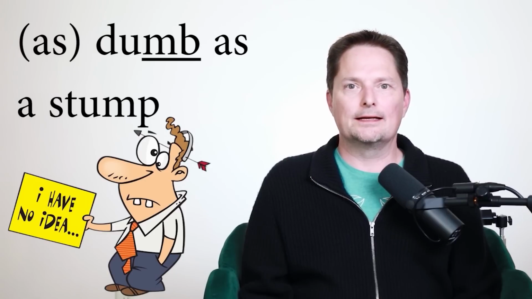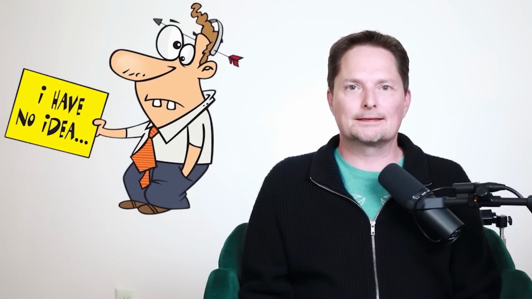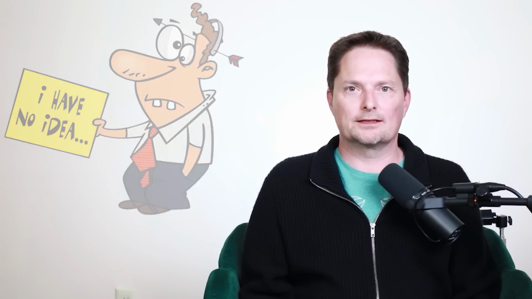Again, you can say he's dumb as a stump with one as, or he's as dumb as a stump, using as twice. They're both used. They're both correct. Let's practice. Is he as dumb as a stump? That's right. He's as dumb as a stump.